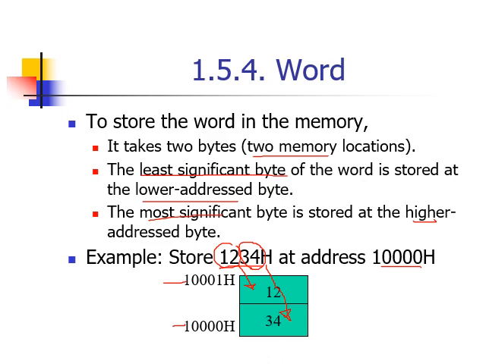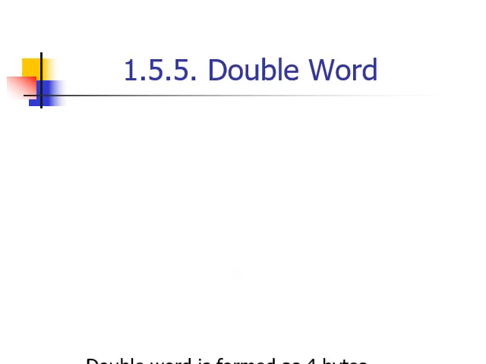All right, 1234. If you do the opposite, it's the big Indian format. You take the low byte into the higher address memory location and the high byte into the lower address memory location. We call this the big Indian format.